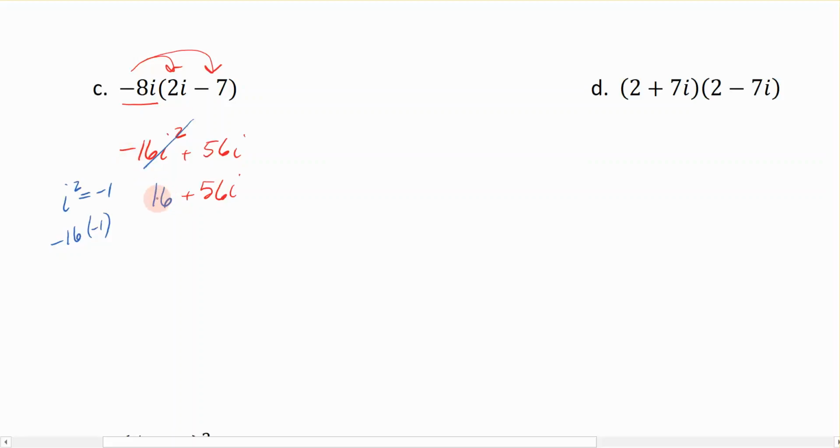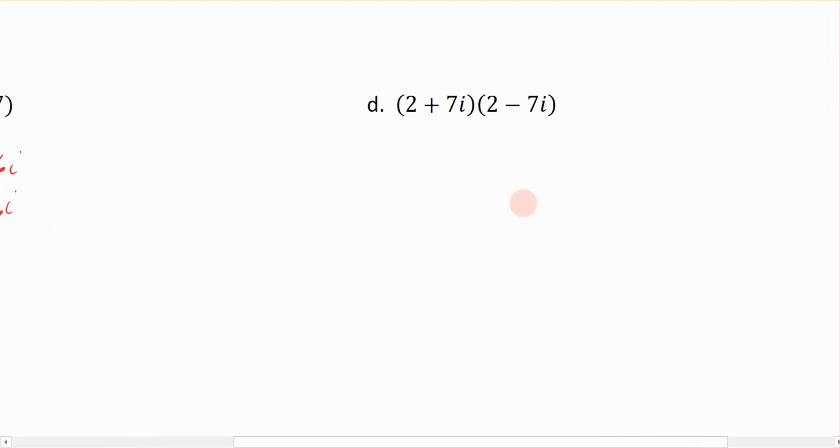All right, let's practice that again. This time we're going to focus on multiplying two binomials together. We know we can do this from algebra by performing FOIL, right? First, outer, inner, last. So let's deal with the first numbers. So 2 times 2 is just 4. Then we have the outer numbers, which would be a 2 times a -7, which is a -14i. Okay, so we're multiplying the number 2 with the number -7.